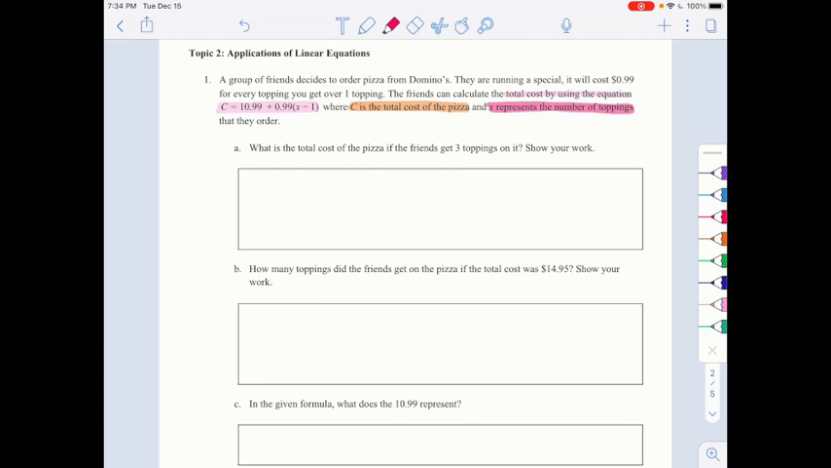So that's going to be helpful to me to know what those variables represent. So the first thing I'm going to do is I'm going to read the first problem. So it says, what is the total cost? Okay, so I don't know what C is because that's total cost of the pizza if the friends get 3 toppings. I know that x represents number of toppings, so here x is going to be equal to 3. And I'm going to use my equation here, so I'm going to sub that in to my given formula.